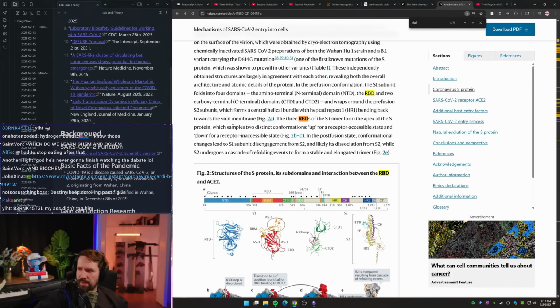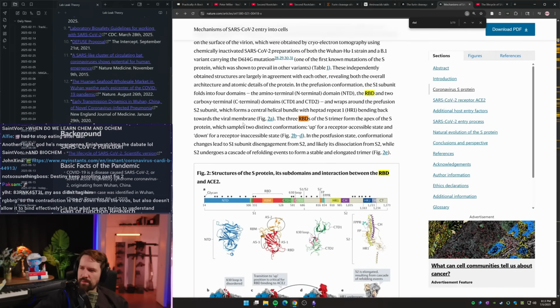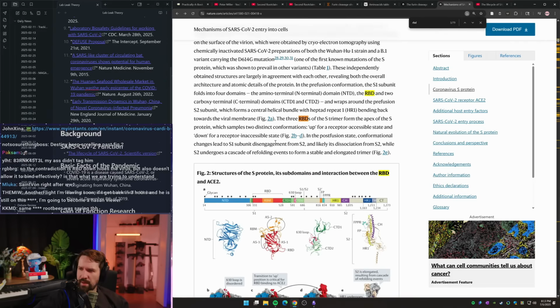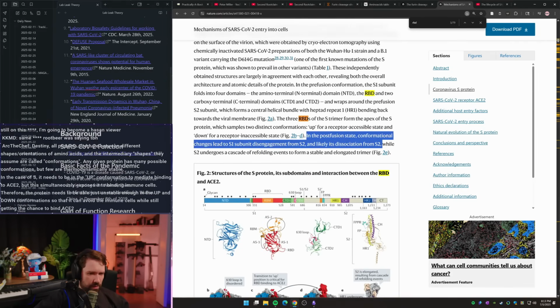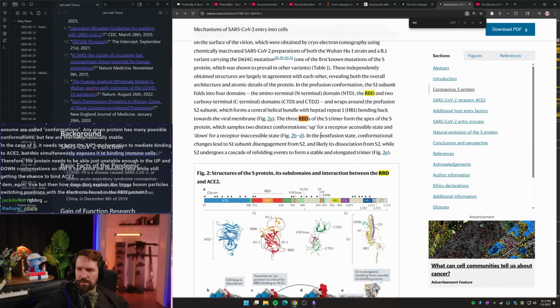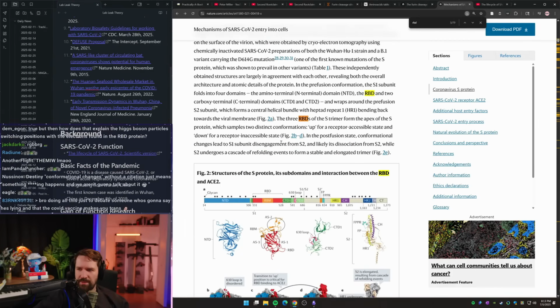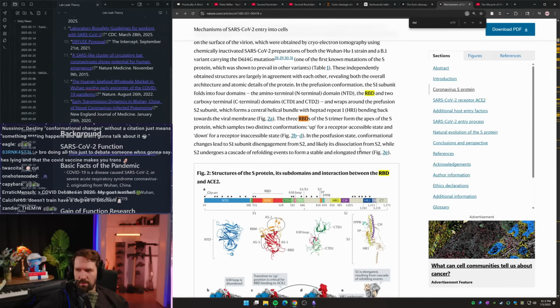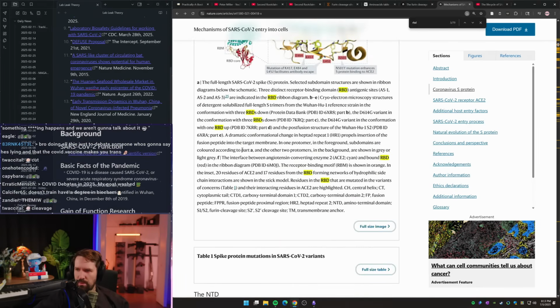In the post-fusion state, conformational changes lead to S1 subunit disengagement from S2, and likely its dissociation from S2, while S2 undergoes a cascade of refolding. This is the Furin cut. So what you kept saying in chat, okay, the one guy, this is the Furin cleavage that's happening here. After it fuses in the post-fusion state, conformational changes lead to the S1 subunit disengagement. The S1 subunit is being cut by the Furin protease at this point, I think. And then likely dissociation from S2, while S2 undergoes a cascade of refolding events to form a stable and elongated trimer.